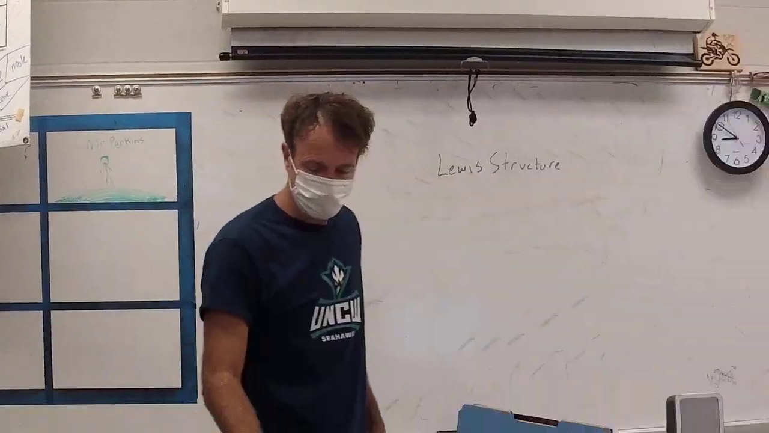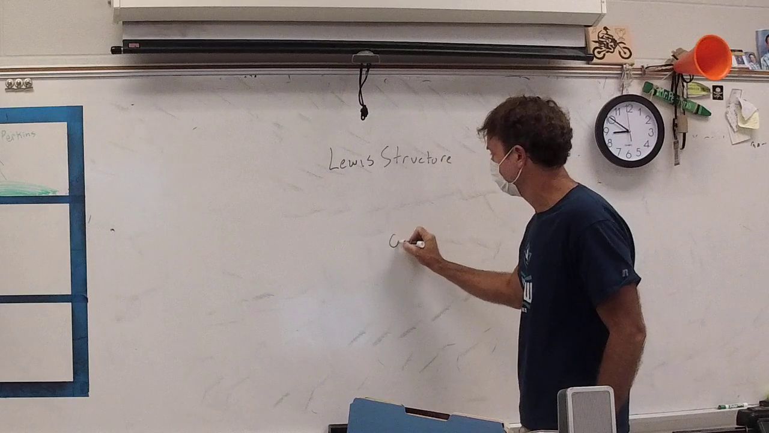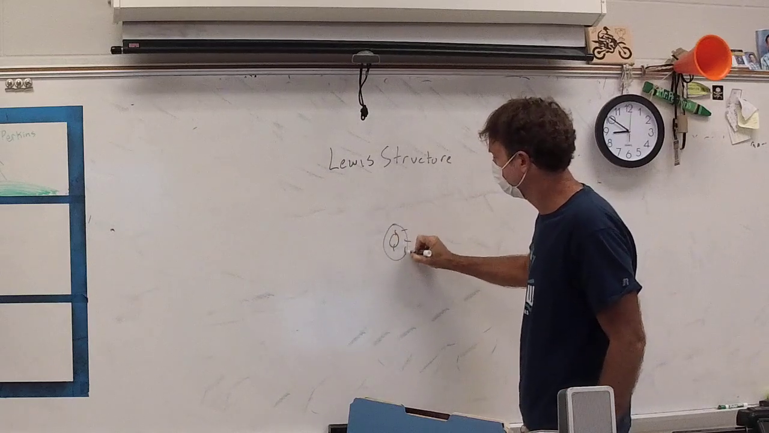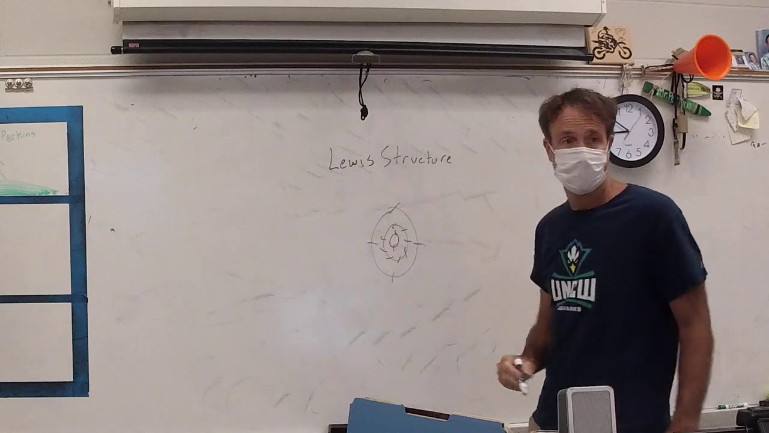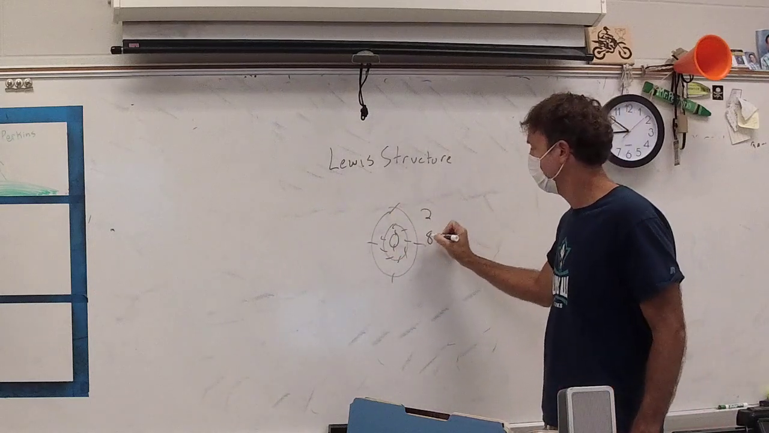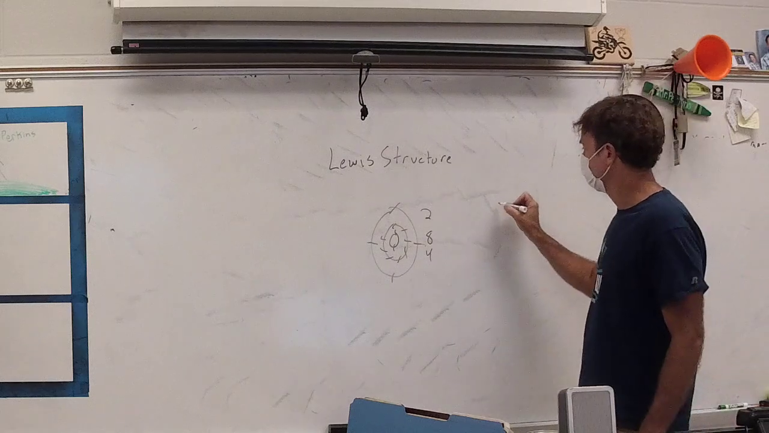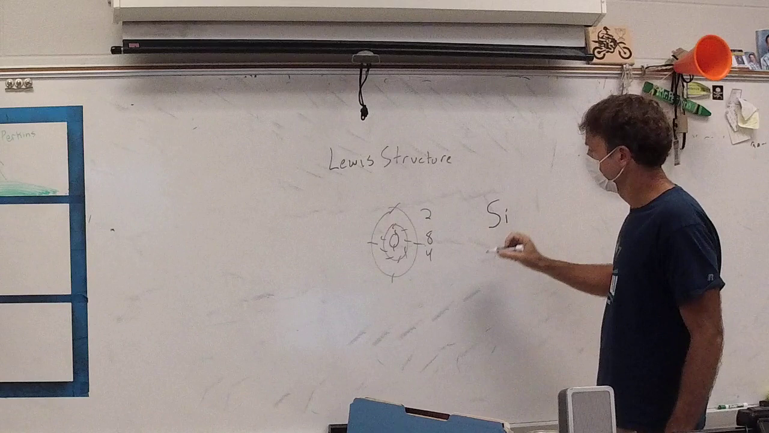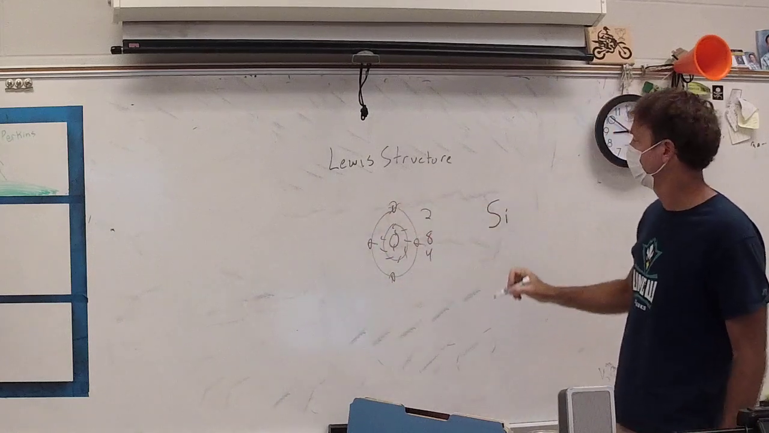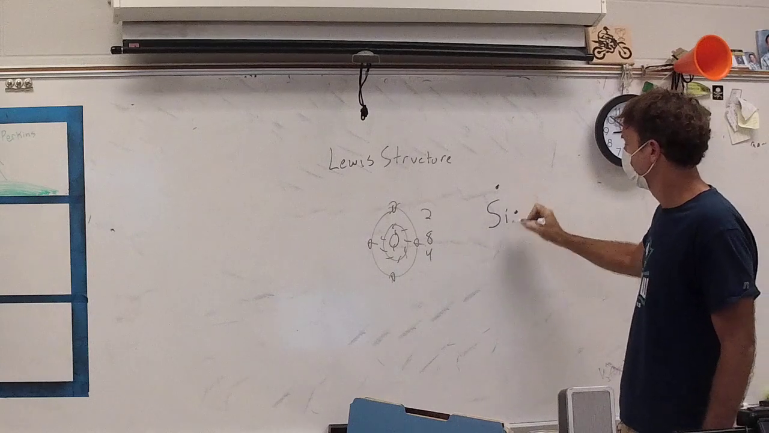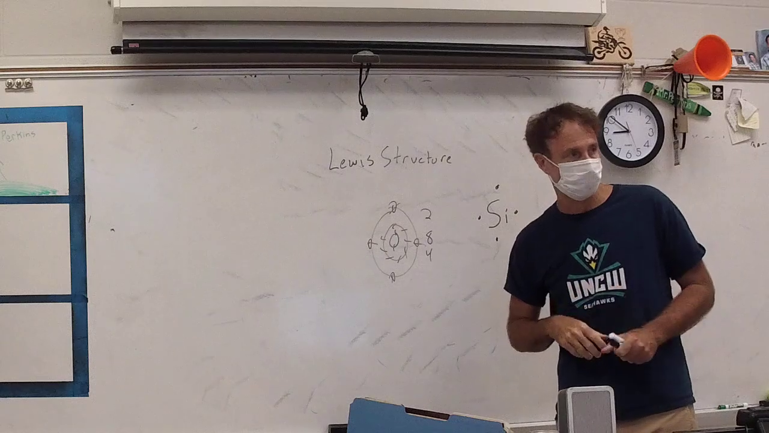So if we were doing silicon, if we drew a Bohr model of silicon, it would look like this. 2, 1, 2, 3, 4, 5, 6, 7, 8, 8, and 1, 2, 3, 4, right? Silicon would be 2, 8, 4. But we don't have to do that anymore. We can just write silicon and just realize that it has 1, 2, 3, 4 valence electrons and just put 4 dots around it. That's how simple Lewis structures are.